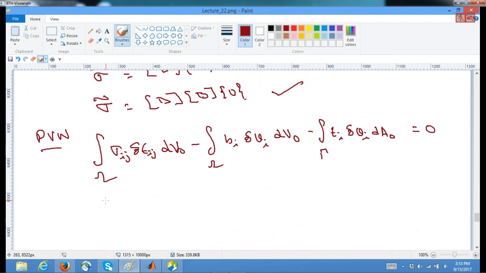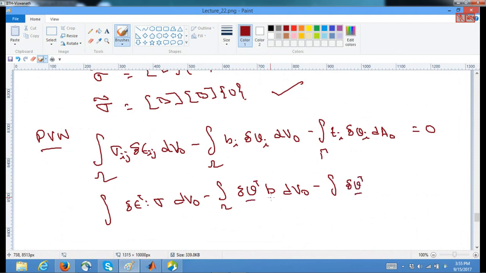This is nothing but a double contraction, so I can write this as trace of sigma, delta epsilon, or simply sigma colon delta epsilon dV naught, minus delta v transpose b dV naught, minus delta v transpose dot t.